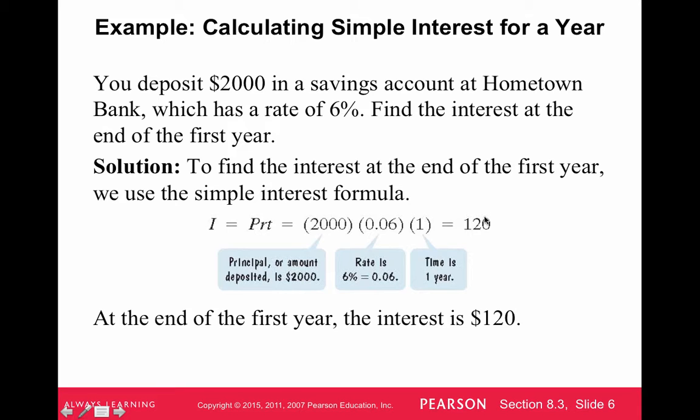You get $120 interest. So the future value after 1 year would be 2,000 plus the 120. After the second year, you get another 120 in interest, because simple interest always gives 6% of what you initially invested. So at the end of 1 year, you'd have 2,120. At the end of 2 years, you'd have 2,240. At the end of 3 years, 2,360. At the end of 4 years, 2,480, and so on. Each year, you're adding $120.